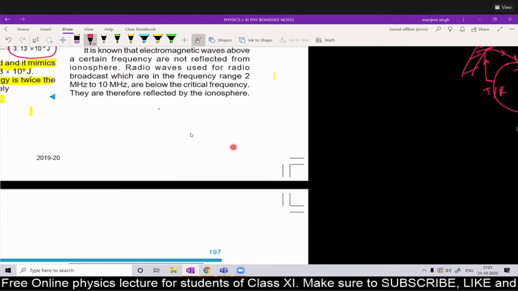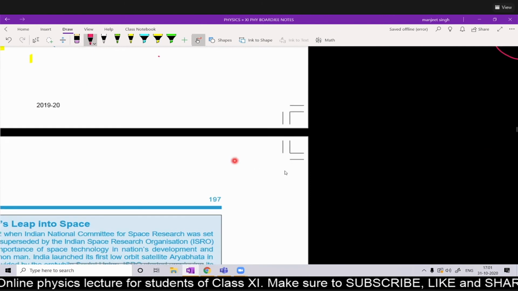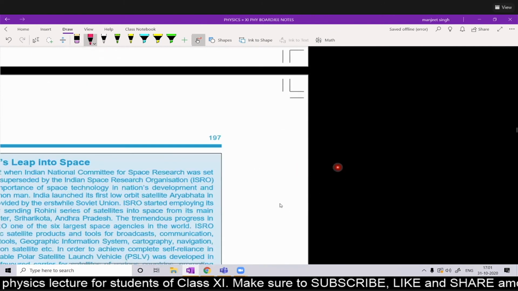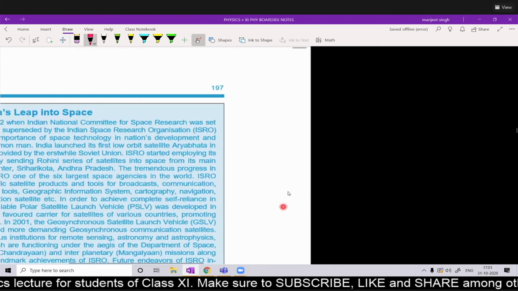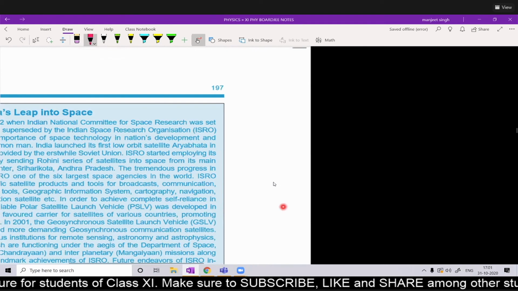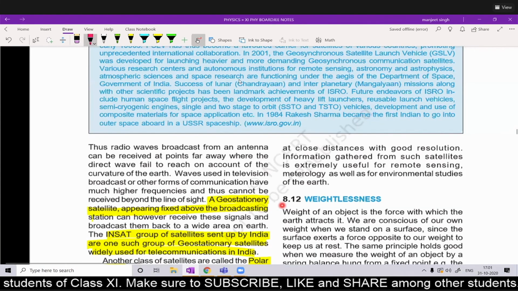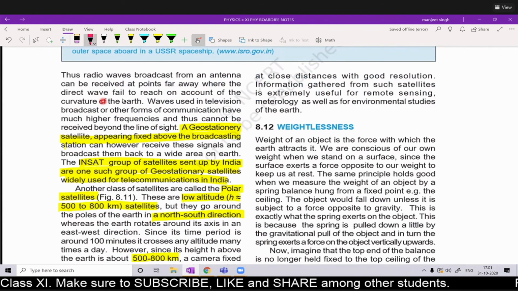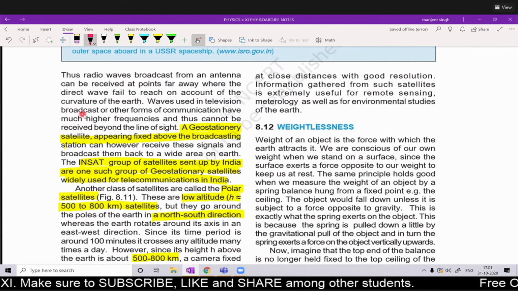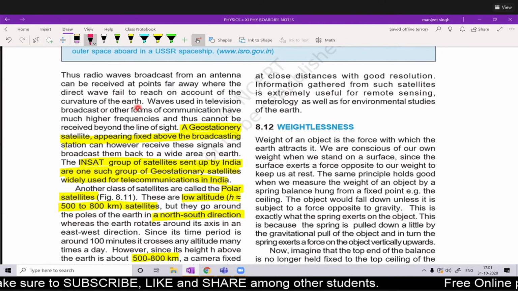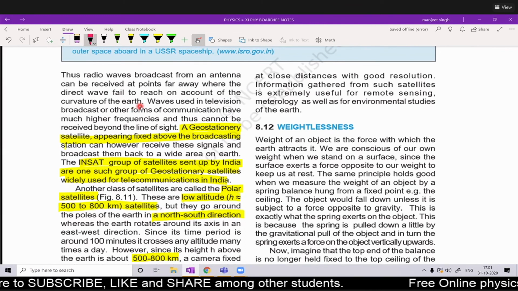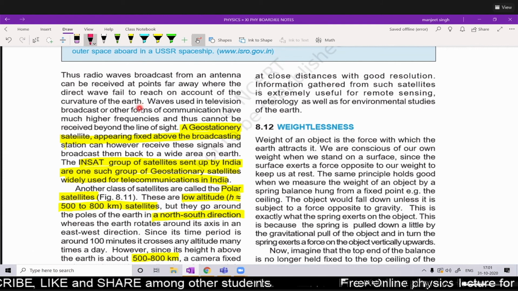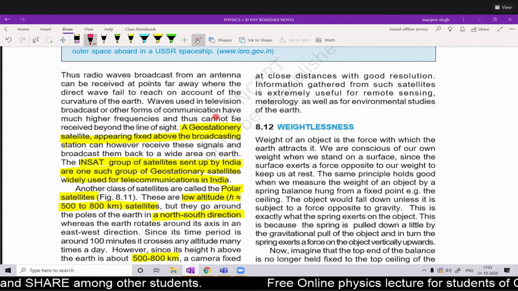Okay. What is the frequency range? 2 megahertz to 10 megahertz. Okay. What it is trying to say. So antenna to antenna transmission, as I have explained, can be received at points far away where the direct wave failed to reach on account of the curvature of Earth. Okay, so this communication method we can use for the radio waves lying between 2 megahertz to 10 megahertz. Okay, so TV broadcast is through this nature.